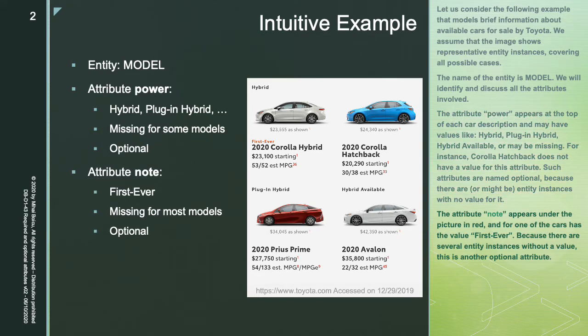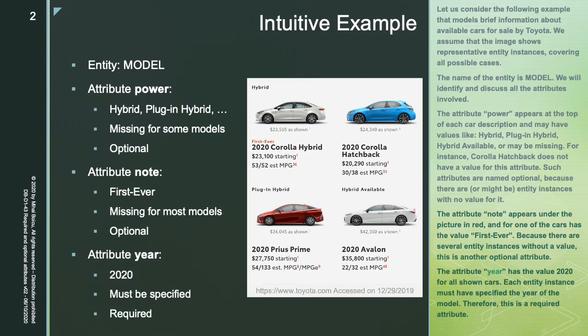The attribute note appears under the picture in red, and one of the cars has a value, first ever. Because there are several entity instances without a value, this is another example of an optional attribute. The attribute year has a value 2020 for all shown cars. Each entity instance must have the year of the model specified. Therefore, this is a required attribute.